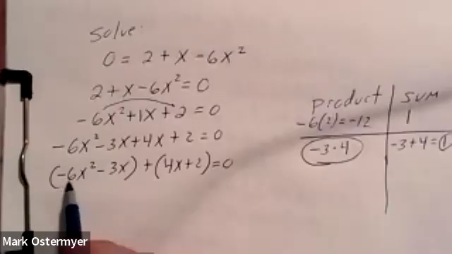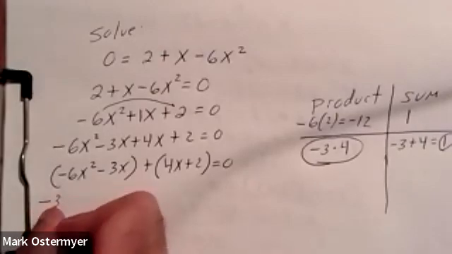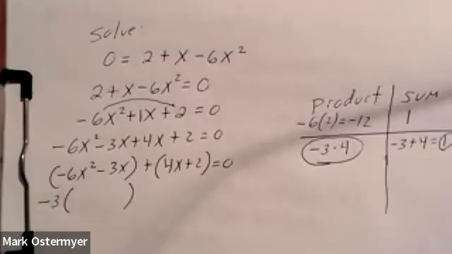Tell you what, I don't like all these negative signs in here. Why don't we factor instead of a positive 3 out? How about we factor a what? Negative 3. Factor a negative 3 out. What's that going to leave behind?